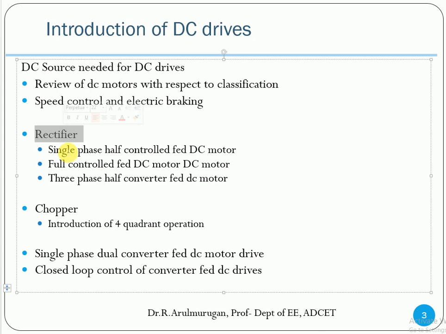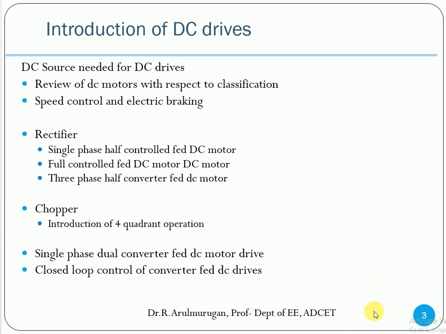Why do I want two rectifiers? One for forward motion, another one for reverse motion. That is nothing but a dual converter. So the topics you are going to see are rectifier, chopper, and dual converter. What is a dual converter? Two rectifiers: rectifier A and the inverse of A, that is, the inverse rectifier or negative rectifier. So a dual converter has a positive rectifier and a negative rectifier.